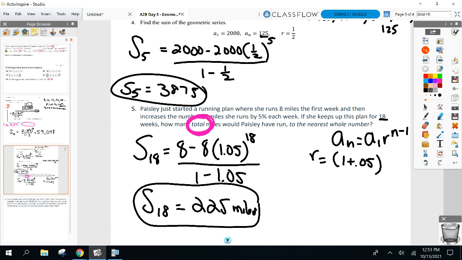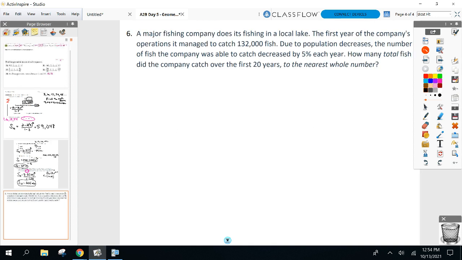I should have gone over this at the beginning or asked you guys how I knew it was going to be geometric versus arithmetic. Anytime you go up or down by percents, it's always geometric, because arithmetic is just the same number every time. Okay, you and your group, number 6, call me over when you're done so I can check it. And then you go right to the Delta Math or last night's book assignment.